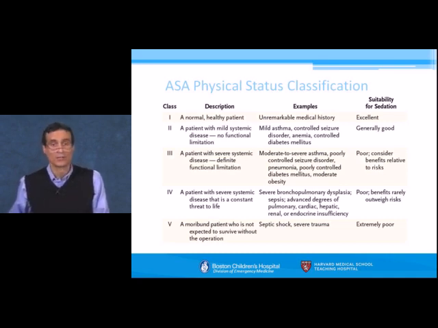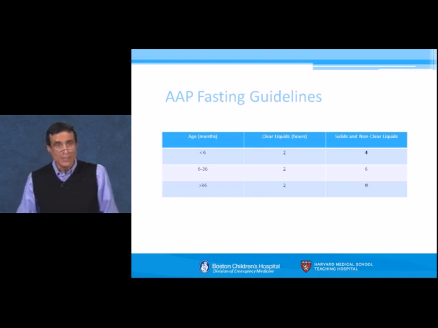So the ASA Class 1 is this normally healthy patient, and the ASA Class 2 are patients with mild systemic disease. In terms of fasting guidelines, we're going to look at the American Academy of Pediatrics fasting guidelines, which go by age, and then the type of solid or liquids that's ingested.